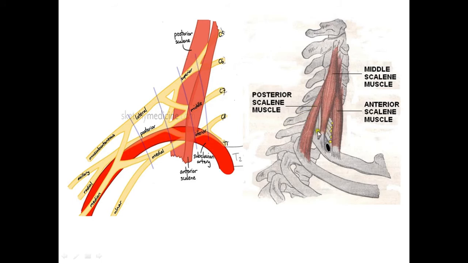You can see over here the nerves emerging from the anterior as well as the middle scalene, and these are the relations of the subclavian artery. This is the anterior scalenus muscle over here, and that's the middle portion of the anterior scalenus muscle. You can see easily over here.